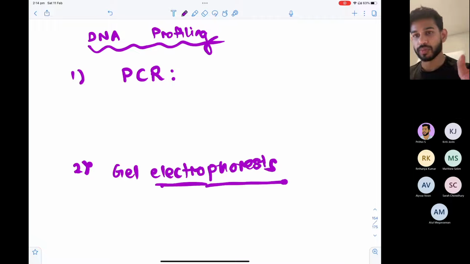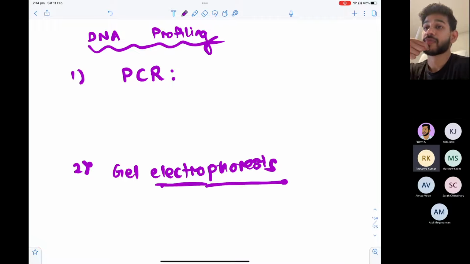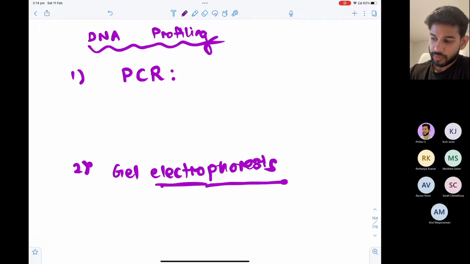So why is it called polymerase chain reaction? I'll do a question to you. Why is the first step called polymerase chain reaction in DNA profiling? Okay, we'll move on. I'm going to ask you again. Rithanya, on to you. Why is the first step called that? Isn't it the process where the DNA is replicated?